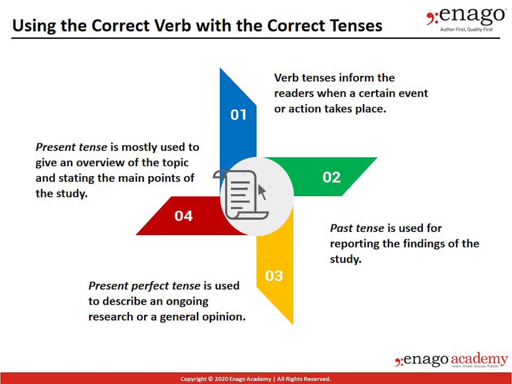So, using the correct verb with the correct tenses. As you see, verb tenses inform the readers when a certain event or action takes place. The past tense is used for reporting findings of the study, whereas the present perfect is used to describe ongoing research or general opinion. And then the present tense is used to give an overview of the topic and state the main point of the study. So when I'm writing a paper, as we'll see, you do tend to move through the tenses depending upon how settled something is, when it took place, or if you're speculating about what is going to happen in the future. So hopefully it will generally feel logical when you're making those decisions. Next slide.